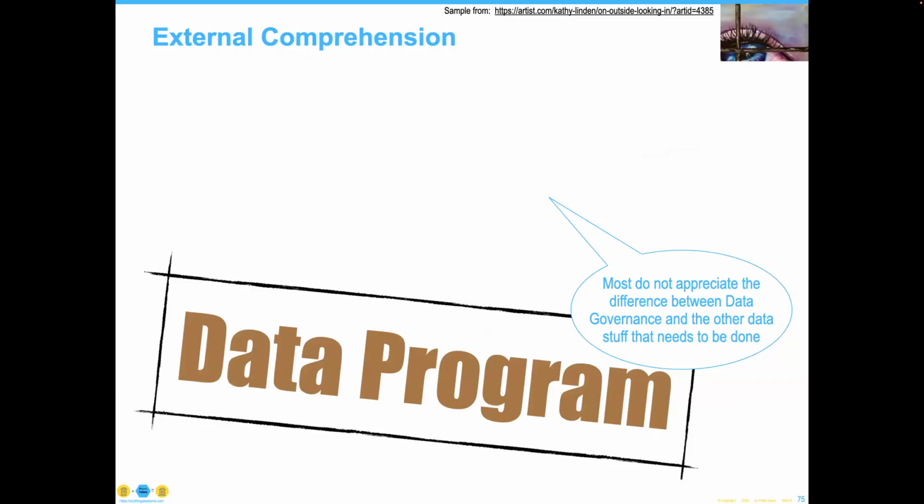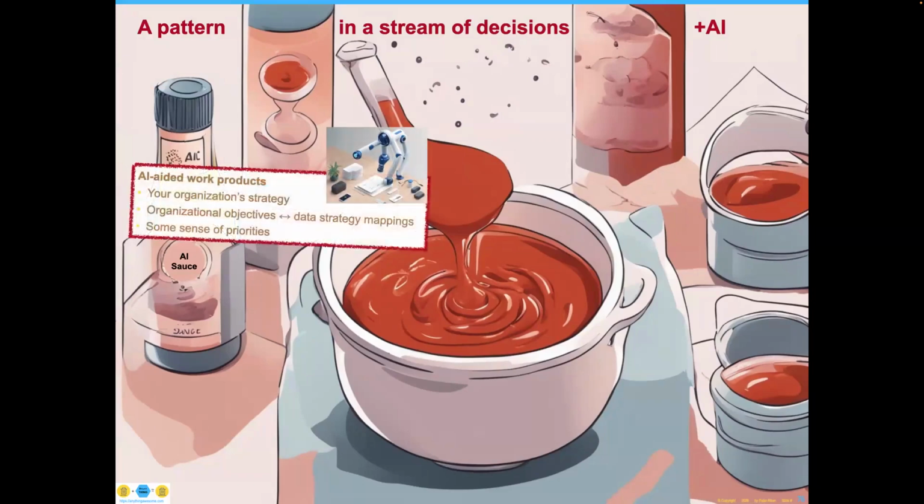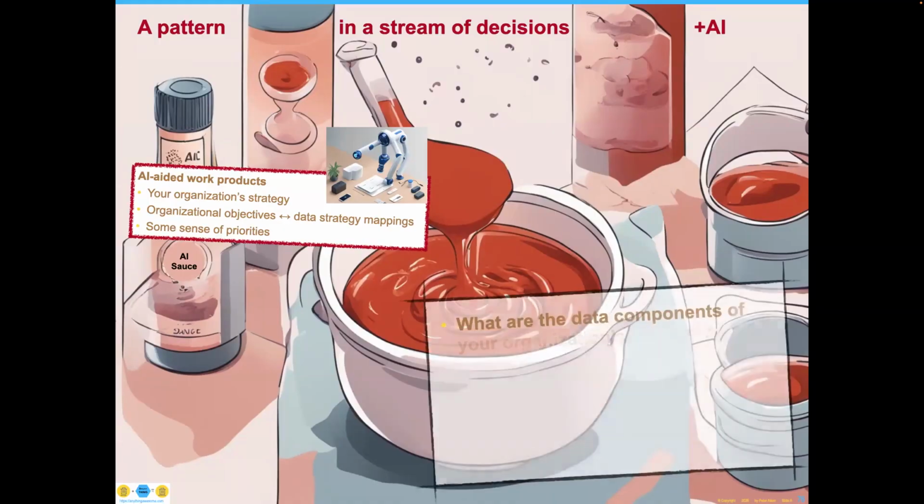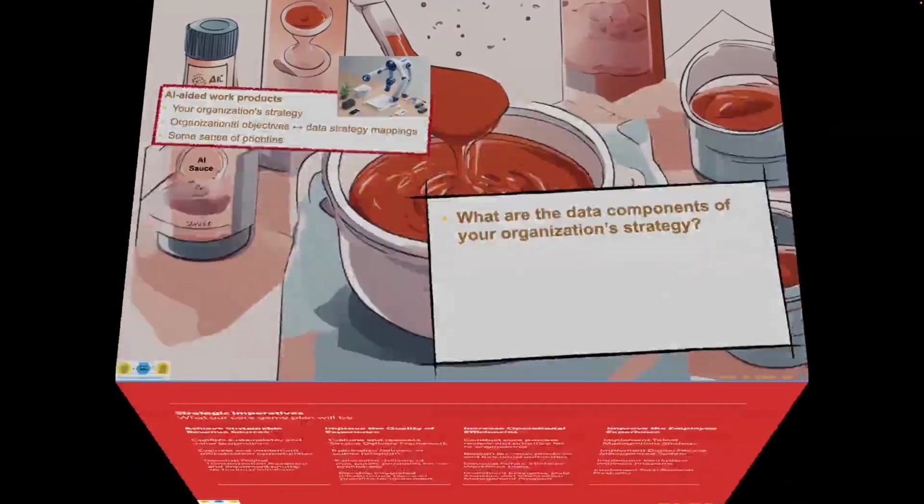And if they're interested in learning more about the data program, no problem. We can go a little bit further down than that. So we're back to our secret sauce here. Again, what we're looking for is AI-aided work products, your organization strategy, your organizational objectives and data strategy mappings, and some sense of priorities that can be gained from this. Really, really super help. What are the data components of your organization strategy? Now, again, if you have access to your strategy, feed it in, and you'll be surprised that it will give you some very good results on that.